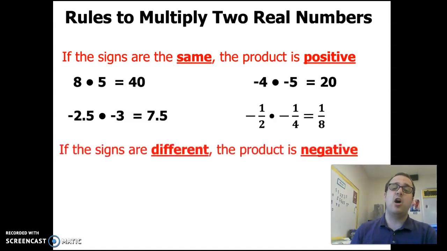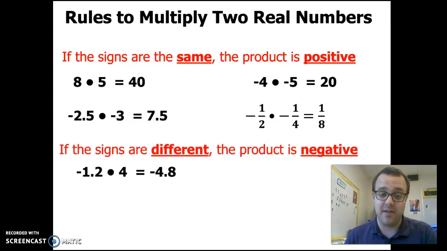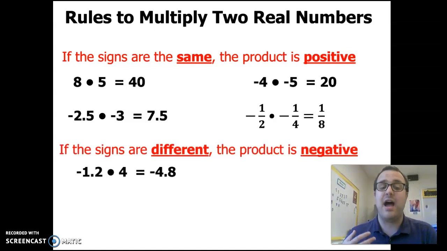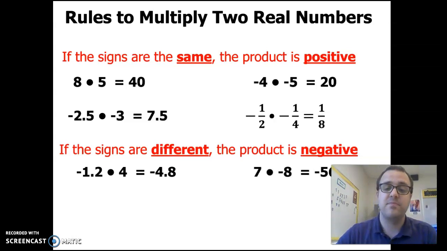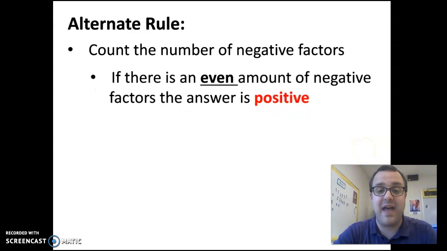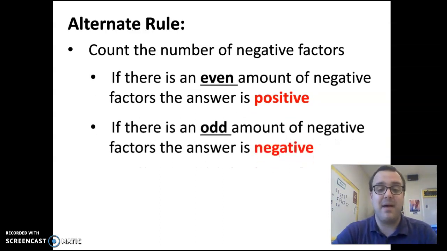If they're different, our product will be negative, okay? So if one is positive and one is negative, I'm going to get a negative product when I multiply those together. And there's a bunch of different examples we could look at, okay? You also could think of it as counting the number of negative factors. An even amount of negative factors will be positive. An odd amount of negative factors will be negative.